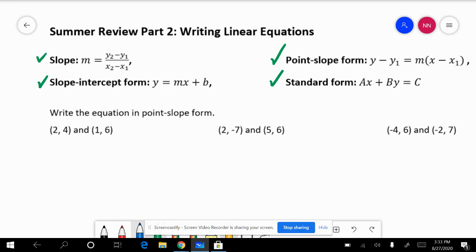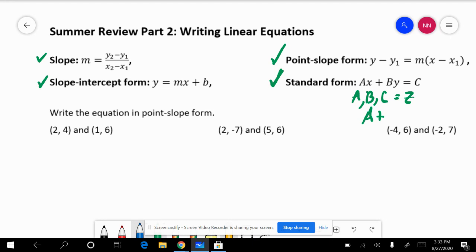With standard form, the a, the b, and the c values all have to be integers, meaning they can't be fractions. And our a value always has to be positive. So standard form, there's a little bit more than just the formula. We need all of them to be integers, and specifically a has to be a positive integer.